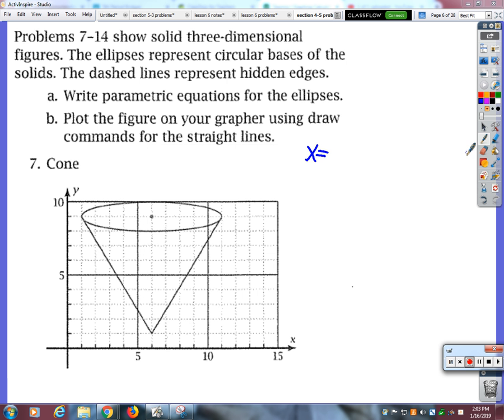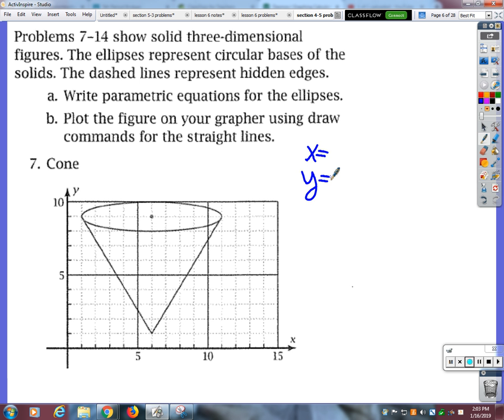Okay, so Mylena and Janessa, here we go. So let's do the ellipse first. The ellipse we're going to write in two parametric equations. What is the x-coordinate of the center of that ellipse?